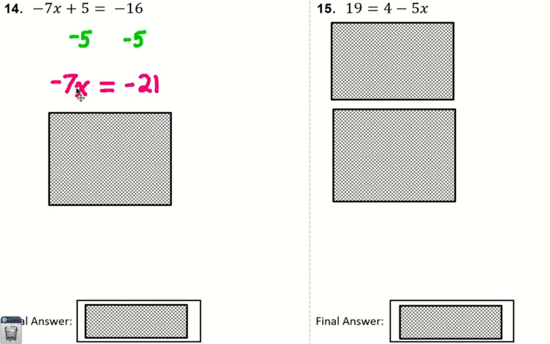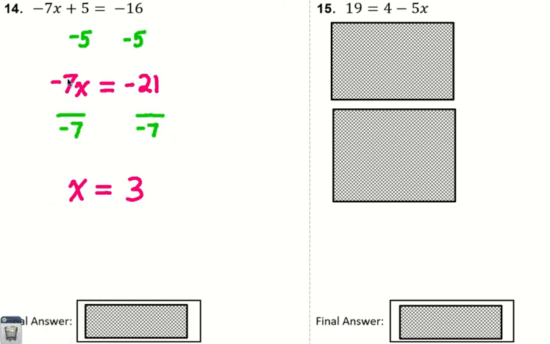And now, okay, at least this is a little different. We're not just going to divide both sides by 7. We need to divide both sides by negative 7. That's a negative 7 times x. So whatever is being multiplied to the x, this is a negative 7. So we divide both sides by negative 7. So that gets x all by itself. And then negative 21 divided by negative 7 is positive 3.